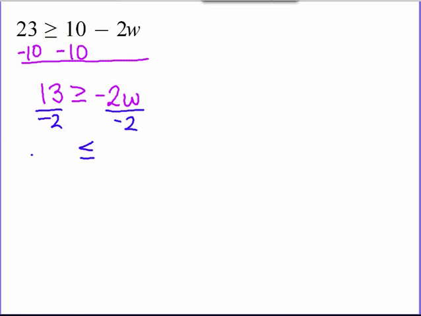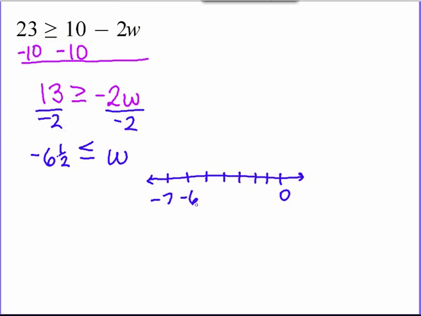So here on the left I'm left with negative 6.5, or that would be negative 13 over 2, and then w. Let's see how well you've got this one down. So there's 0, negative 1, negative 2, negative 3, negative 4, 5, 6, 7. So there's negative 7, negative 6. So a dot at negative 6.5, which way do I shade? Is it a closed dot? It's a closed dot. And which way do I shade? To the right, because the variable's on the right side.